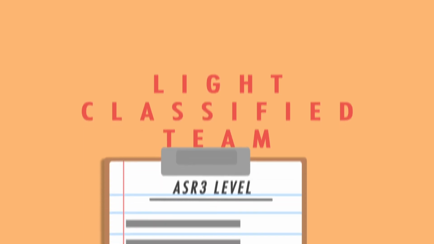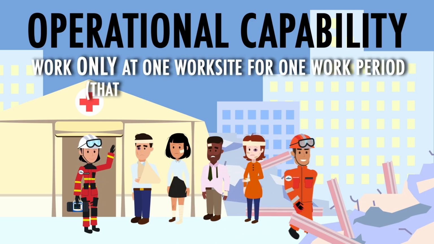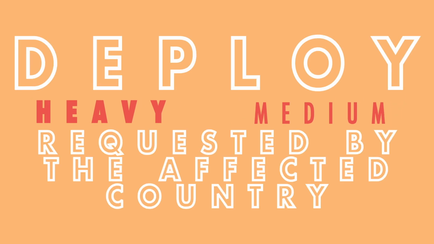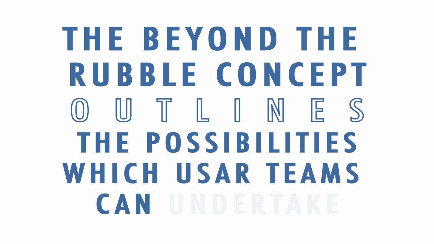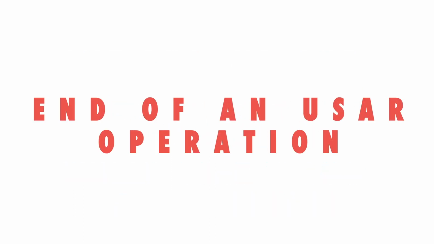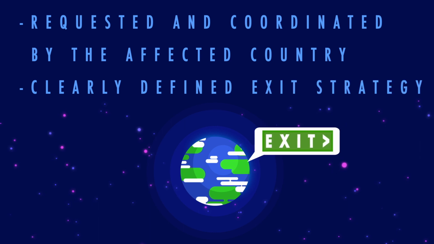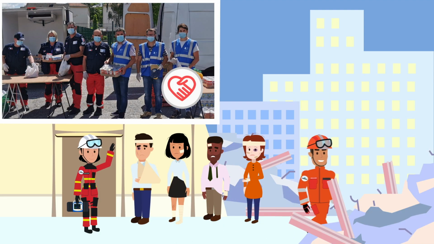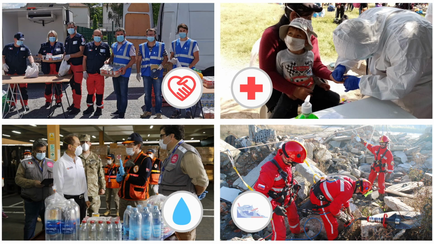Light teams must be capable of conducting USAR operations to ASR3 level and is expected to have the operational capability to work only at one worksite for one work period, that is 12 hours per day for 5 days. Heavy and medium teams are also encouraged to have the flexibility to deploy as a light team if requested by the affected country. Finally, the Beyond the Rubble concept outlines the possibility which USAR teams can undertake following the end of an USAR operation. These tasks must be requested and coordinated by the affected country, and a clearly defined exit strategy must be in place from the beginning. A classified team can be involved in Beyond the Rubble activities, such as providing support, medical capabilities, water purification, and clearing or making safe dangerous, damaged structures and debris.